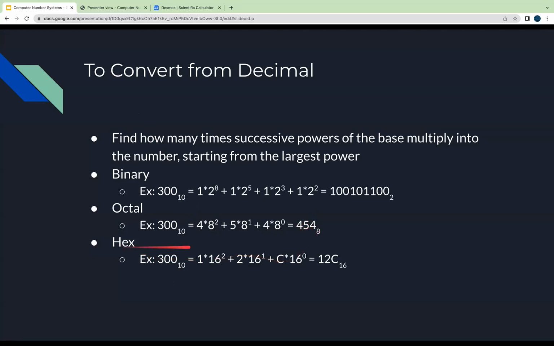In hexadecimal is the same idea. You're going to take 300, 256 is the largest power that goes into it. 300 subtracted by 256 is 44, and 16 is the next power of 16. And 16 can go into 44 2 times. 44 minus 32 is 12. And we only have the 1s left, so we remember that C corresponds to 12, and we write our final answer as 1, 2, C.